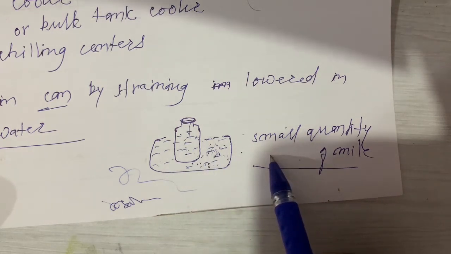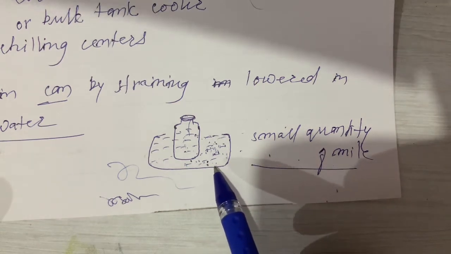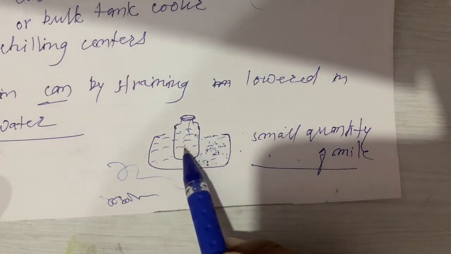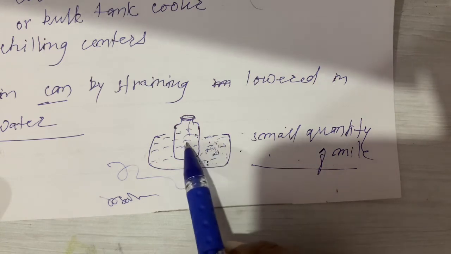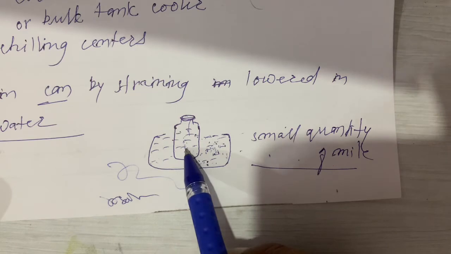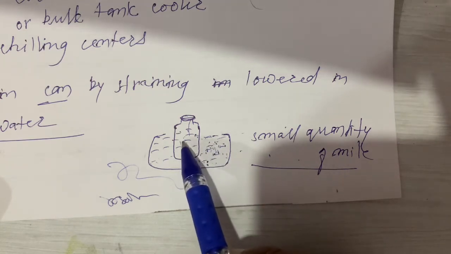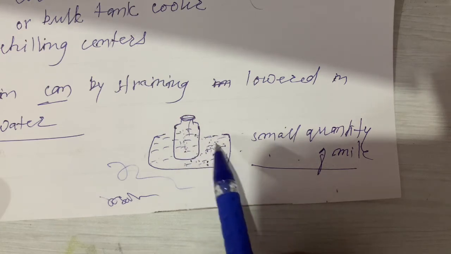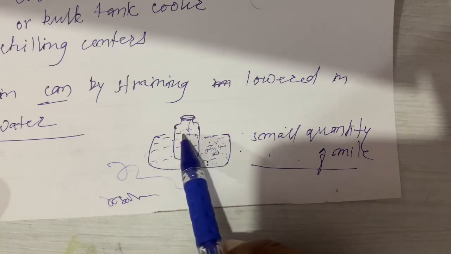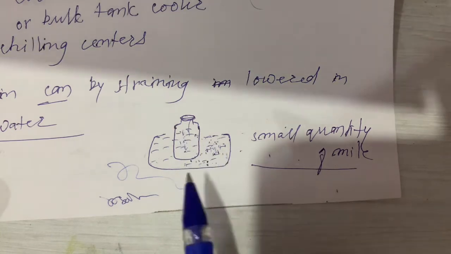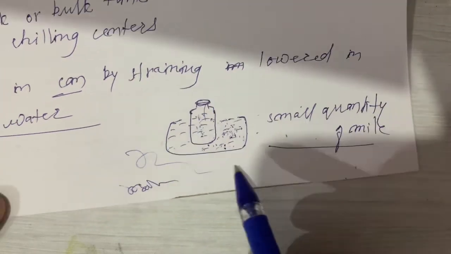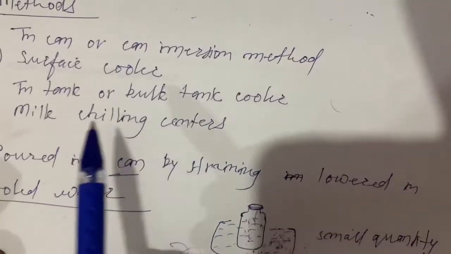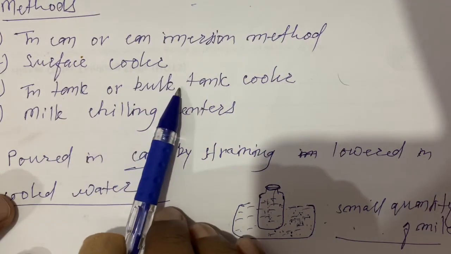The disadvantages of this method are that it cools the milk very slowly, the first disadvantage. The second disadvantage is that the milk may get contaminated with the water. So these are the two disadvantages of the can or can immersion method. Now, let us see the second method, that is the surface cooler.